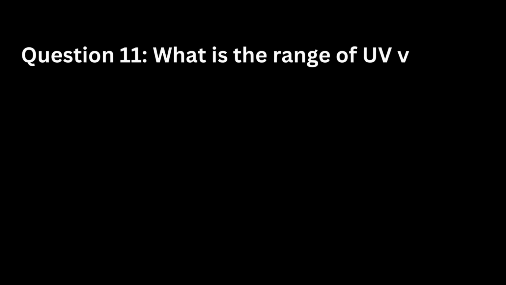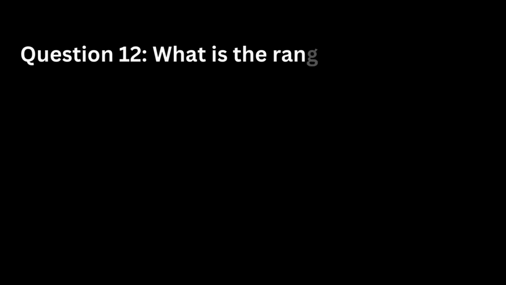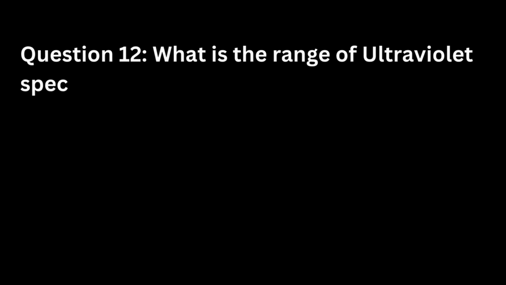Question 11, what is the range of UV visible spectroscopy? It is 400 to 800 nanometers. Question 12, what is the range of ultraviolet spectroscopy? It is 200 to 400 nanometers.